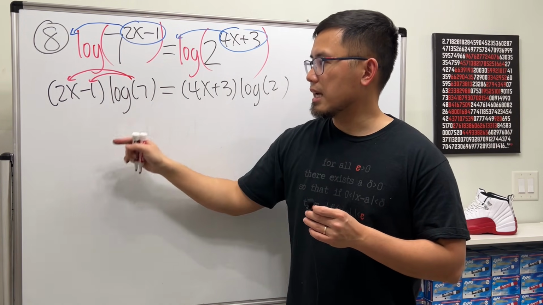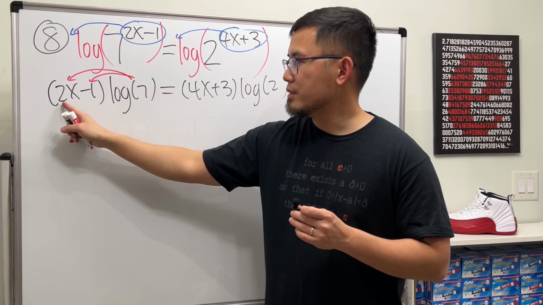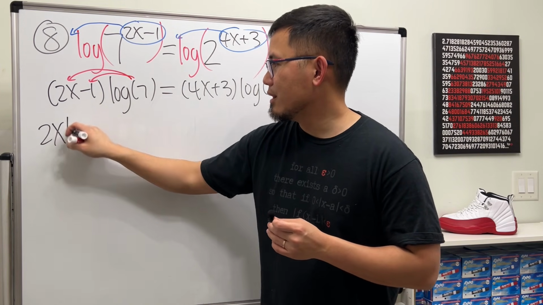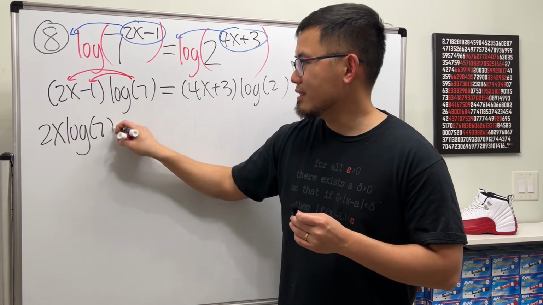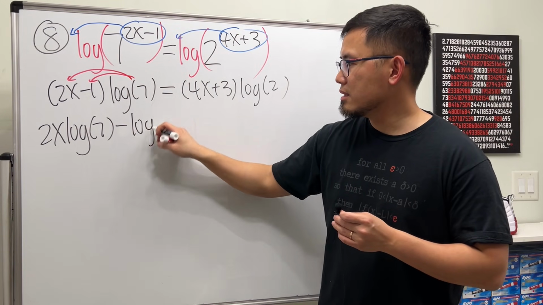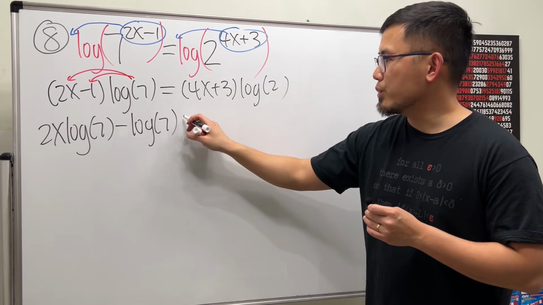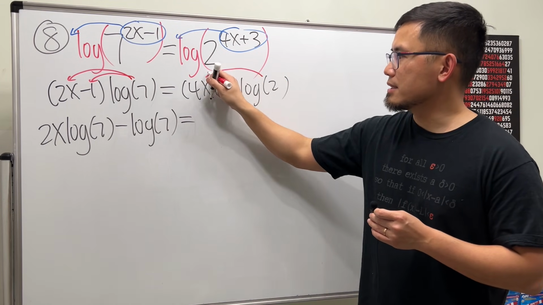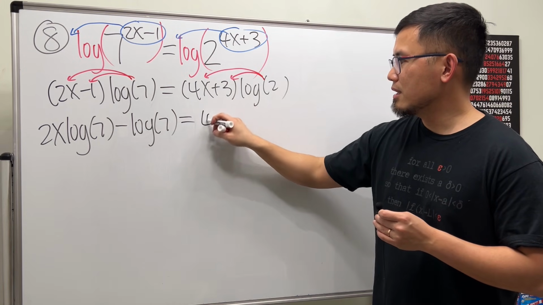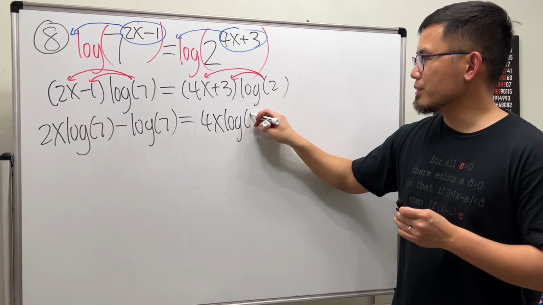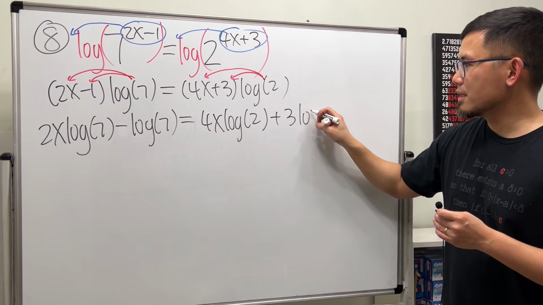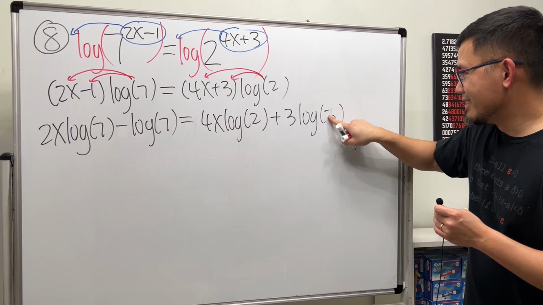So 2 times x times that. Usually we write down the number and then the variable in the log, so just go ahead and do it like that: 2x and then log of 7. And then minus 1 times that is just minus that. And that's equal to, take this times this, take this times that. So 4x times log of 2. And then this times that is plus 3 times log of 2.